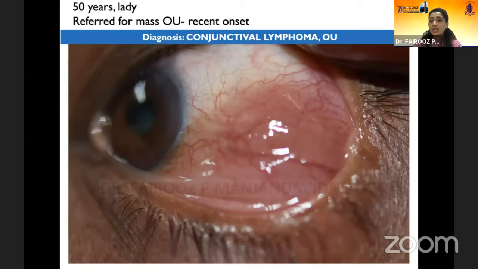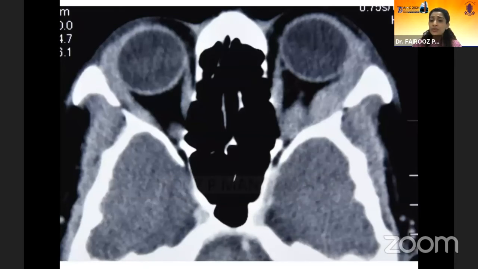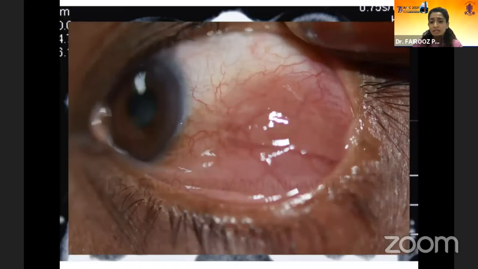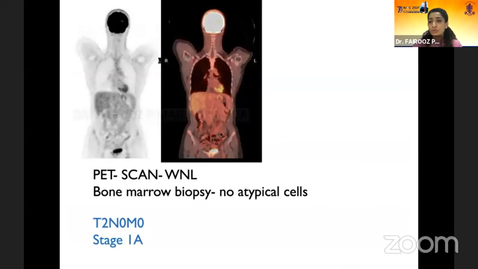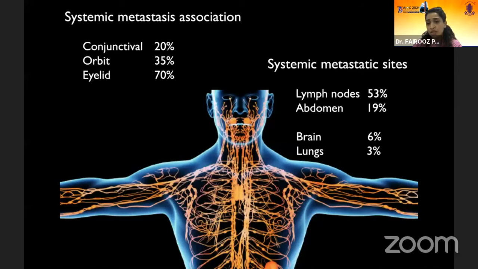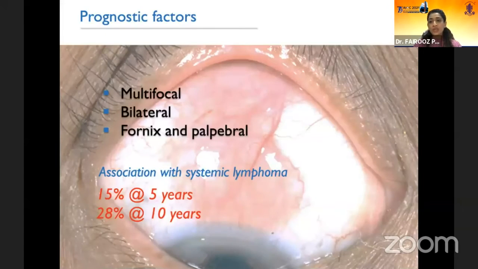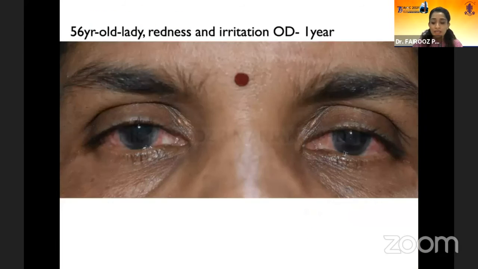In fact, this was a conjunctival lymphoma that was clinically diagnosed, further evaluated with CT scan. It was a muscle lymphoma involving the lateral rectus muscle. Incision biopsy was done, which proved to be extranodal marginal zone low grade lymphoma. Systemic evaluation was done. So conjunctival lymphoma is a malignancy of the ocular surface. Systemic metastasis rates are associated with conjunctival lymphoma as well, which is 20%. So systemic evaluation is very, very important. And the risk factors or the prognostic indicators are multifocality, bilaterality, and involving the fornix and the palpebra.